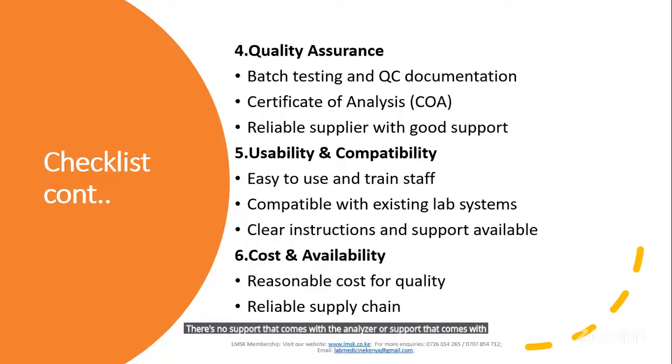In case of a problem, there's nobody to get in contact with. Then we also look at cost and availability. We are going for cost-effective aspects that are readily available. There's no need why you should go for a very expensive aspect that is not readily available in the market, okay? So reasonable cost for quality, and we're also looking at reliable supply chain.